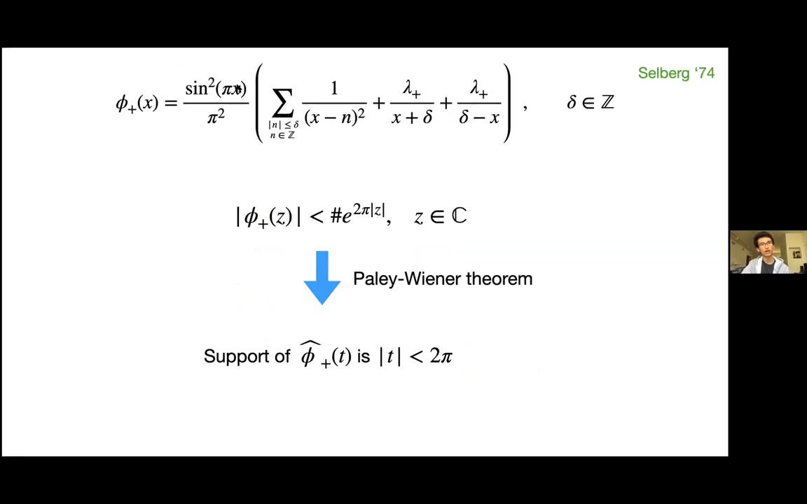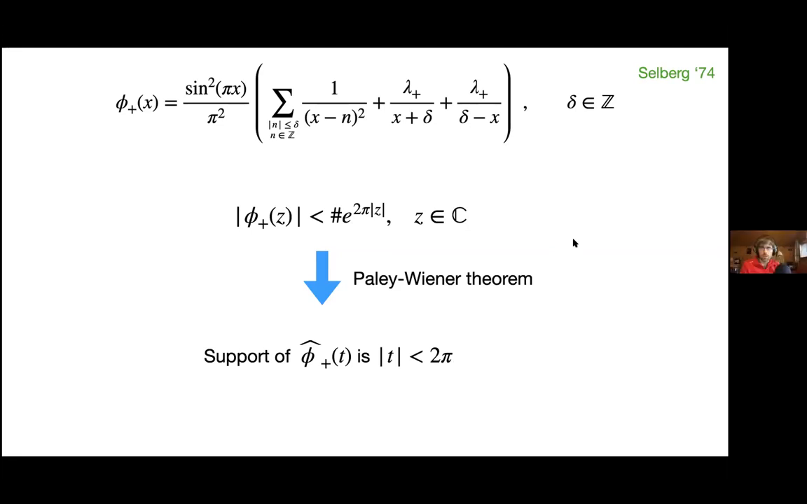So we just read off from this sign, we just see that it grows as e to the 2 pi z in the complex plane. And so therefore, by Paley-Wiener theorem, we know that phi hat has finite support to pi.